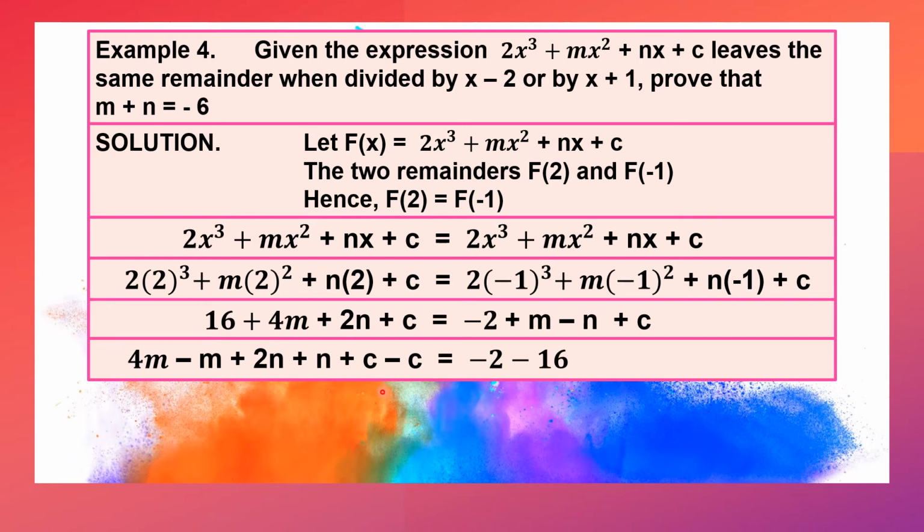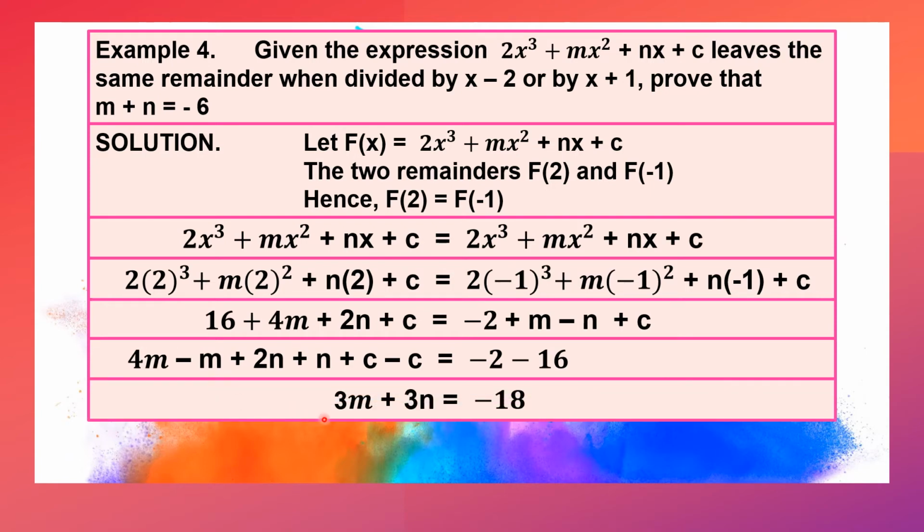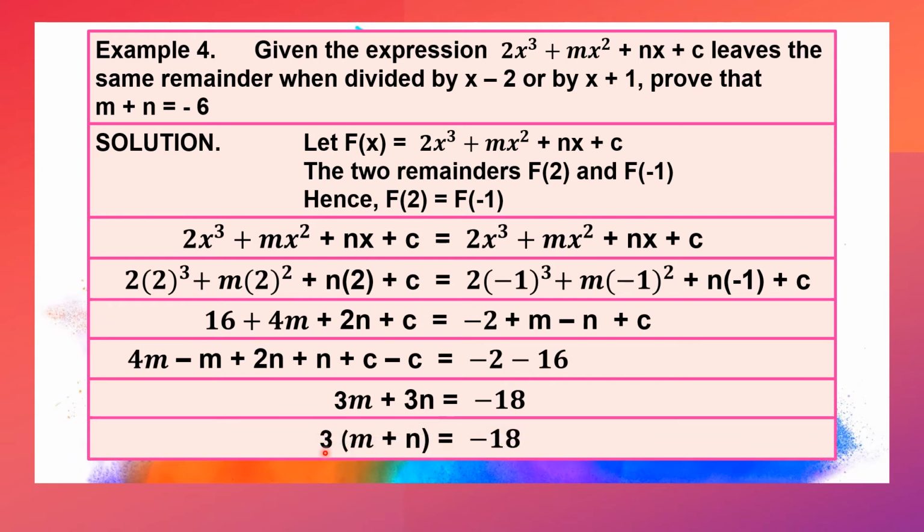So simplifying it further, we have 4m minus m is equal to 3m. 2 plus n is equal to positive 3n. c minus c is 0. Then negative 2 minus 16 is negative 18. We factor 3m plus 3n, and negative 18 is positive 3. 3 times the quantity m plus n is the factor of 3m plus 3n. Why? Because both have 3.